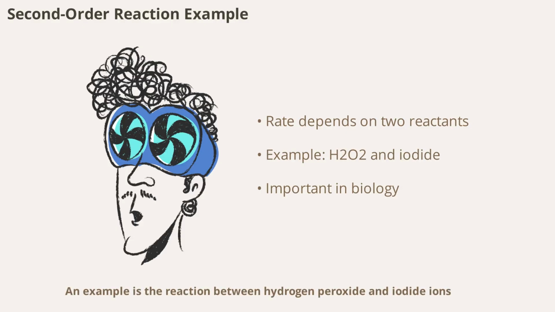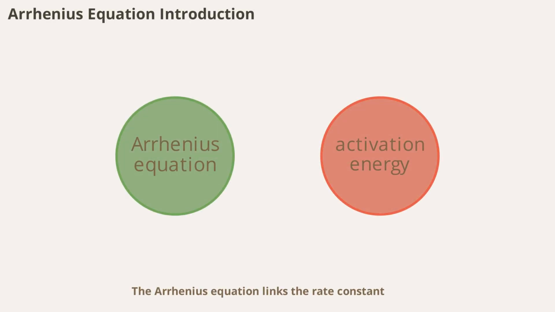An example is the reaction between hydrogen peroxide and iodide ions. These reactions are common in environmental and biological systems, and understanding their kinetics helps in pollution control and metabolic studies. The Arrhenius equation links the rate constant of a reaction to temperature and activation energy.